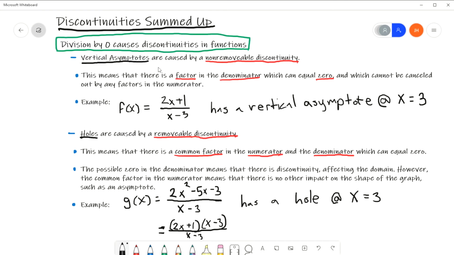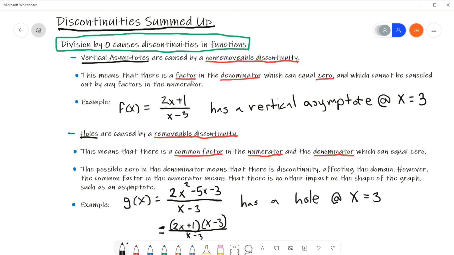All right, so to sum things up about discontinuities, we have two types of discontinuities. We have vertical asymptotes and we have holes. So first of all, division by 0 is what causes these discontinuities in our functions. So if there is a factor that can equal 0 and that factor is in the denominator, then that creates these discontinuities.